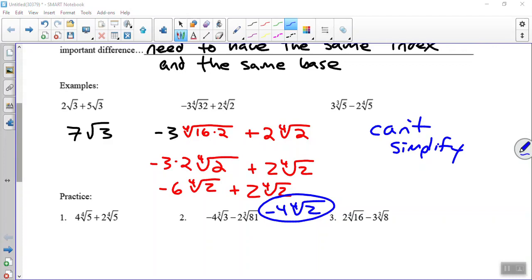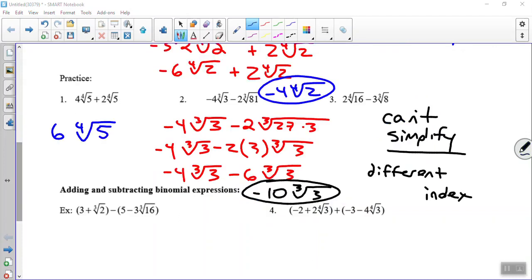All right, so try the 3 below. Try the 3 practice, numbers 1, 2, and 3. And I'll have the problems when you unpause the video. All right? So very similar to the examples. 6 times the fourth root of 5, negative 10 times the cube root of 3, and number 3, same as the example, different index, cannot simplify these.